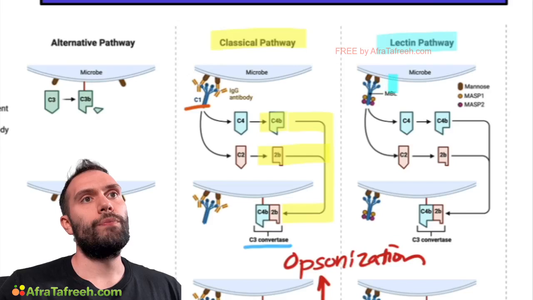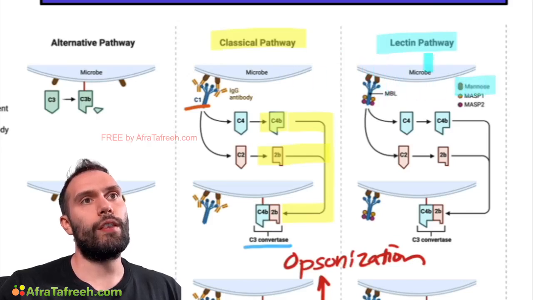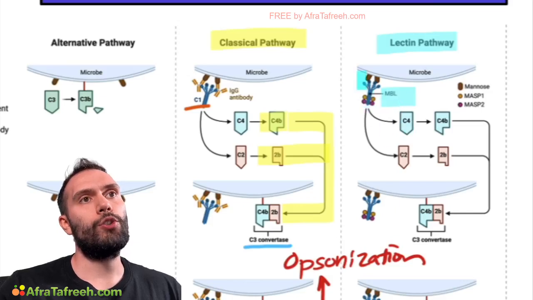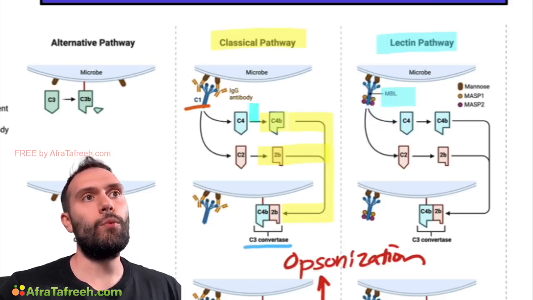But in this situation, instead, you're going to have mannose, right? You're going to use these mannose structures on the microbe surface, and you're going to have mannose binding lectin. Mannose binding lectin, MBL, is going to bind to the mannose, okay? And then that structure is going to act as that initial C1 from the classical pathway. Every step after is going to be the same.